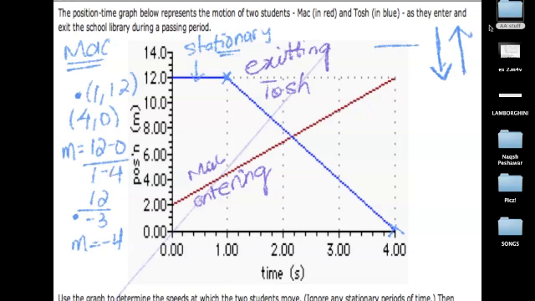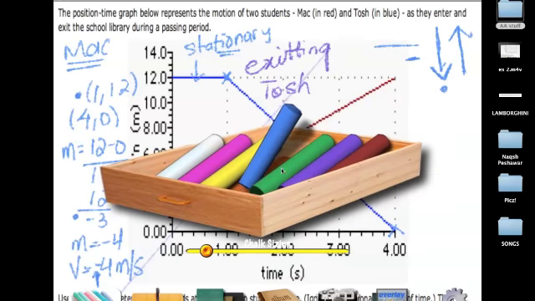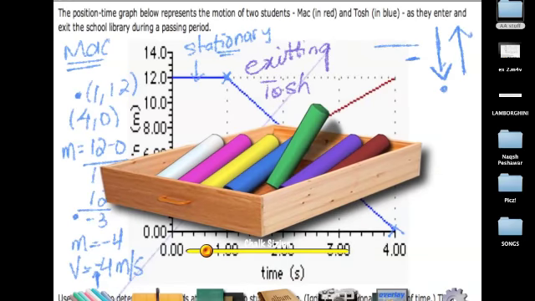This means that he has a velocity of minus 4 meters per second. The minus sign only shows, as we described earlier, that he's coming towards O. The 4 is the magnitude. So he's coming with a velocity of 4 meters per second towards O. Let's see the velocity of Tosh. Let's change the color here.